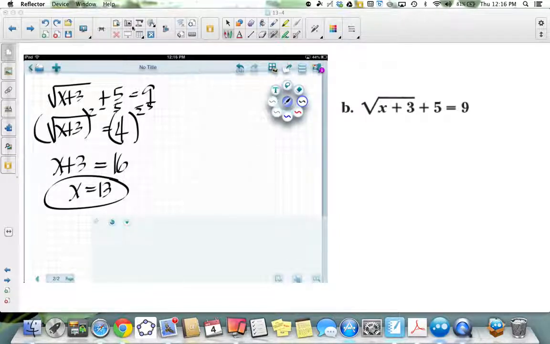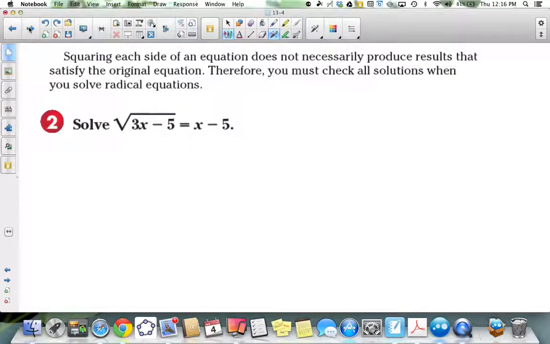Let's move on to example number 2. Example number 2 is warning you that when you square each side of an equation, it does not necessarily produce results that satisfy the original equation. Therefore, you must check all solutions when you solve radical equations. Okay, let's look at example number 2 and see how that works.